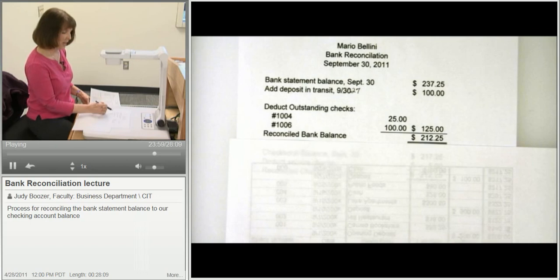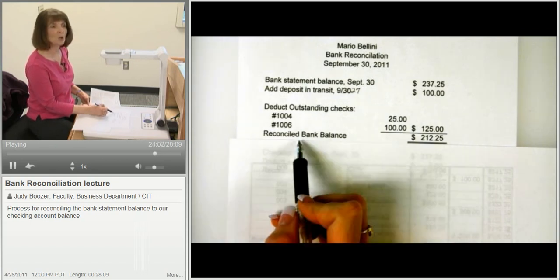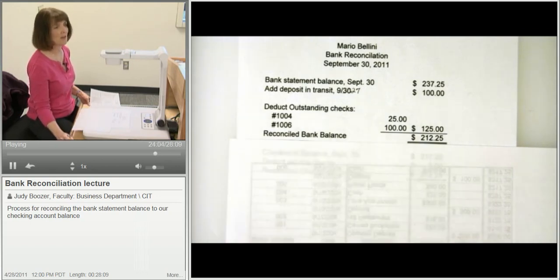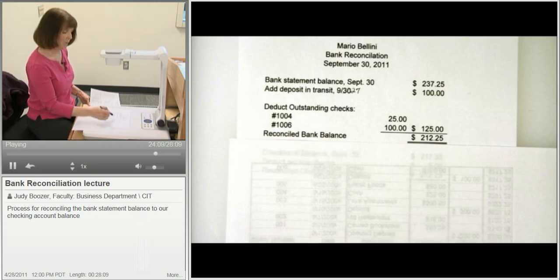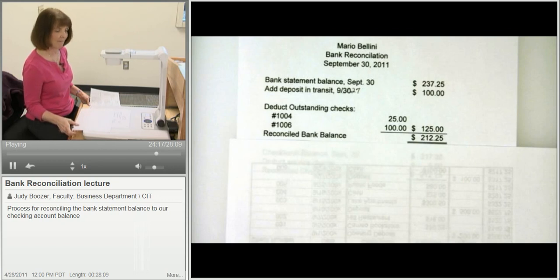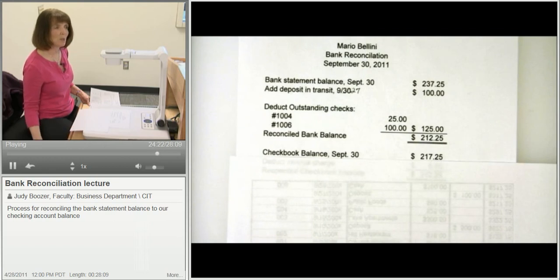And again, what is that called? Either a reconciled bank balance or adjusted. Either one is fine. Doesn't matter which one. So what we've done here is we've updated the bank statement balance to our records. And now we need to do the other side of it. So you need to look in your checkbook register, and on September 30th, put down what the balance shows. And how much does it show? Good. 217.25.